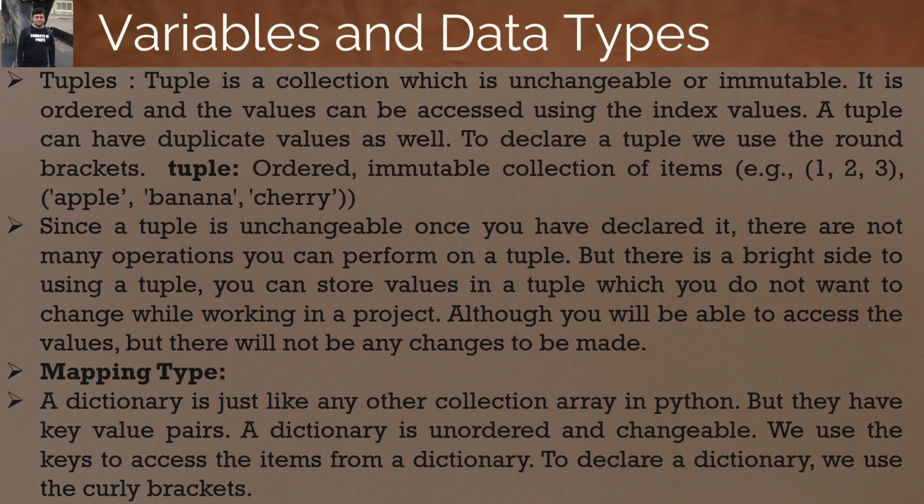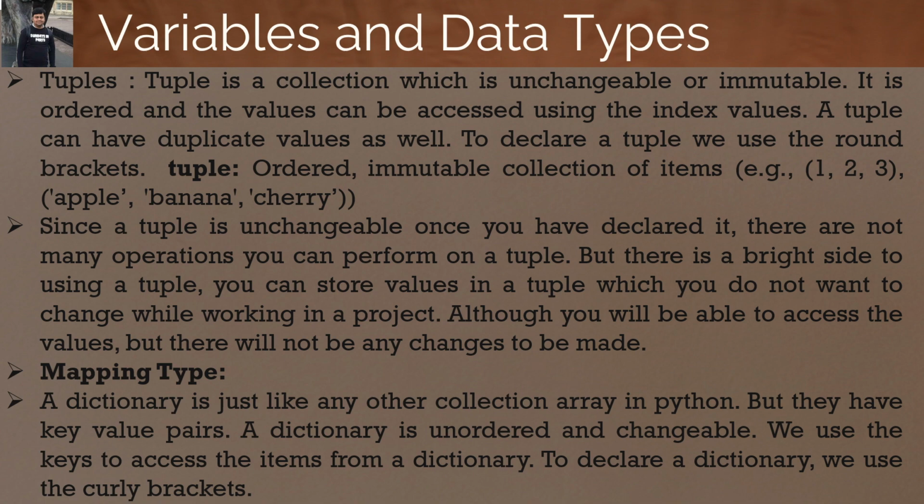Now next is mapping type. So in the data types you have a mapping type, and that is the dictionary. A dictionary is just like any other collection in Python, but it has key value pairs. A dictionary is unordered and changeable. We use the key to access the item from the dictionary.